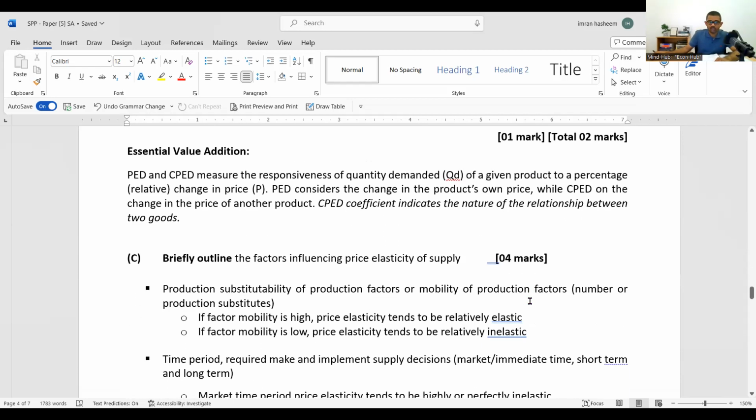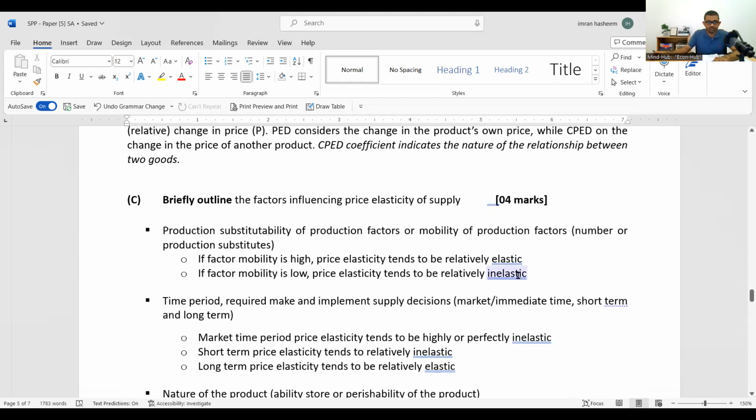Okay. Then this is a value addition. I'm trying to give a paragraph to explain the specific difference between PED and CPED, or cross price elasticity of demand. Again, if you are given a question on the same area but for more marks than 2 marks, maybe 3 or 4 marks, I would include this paragraph in the answer.